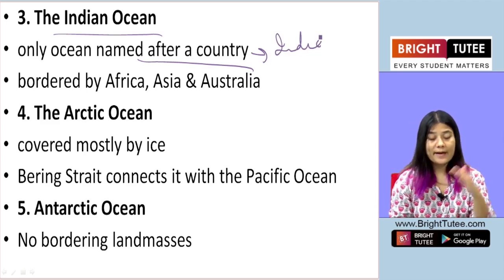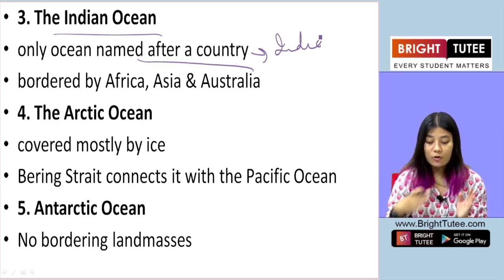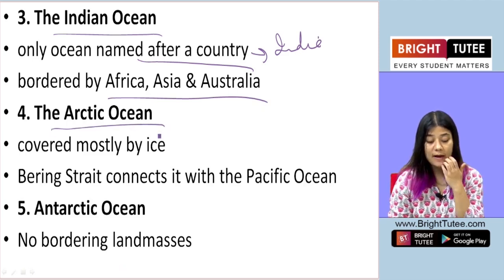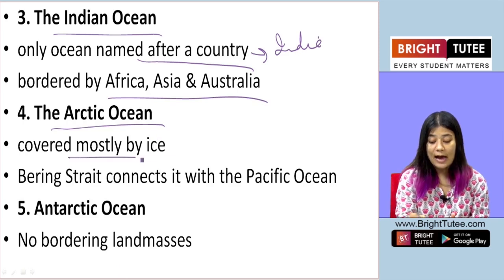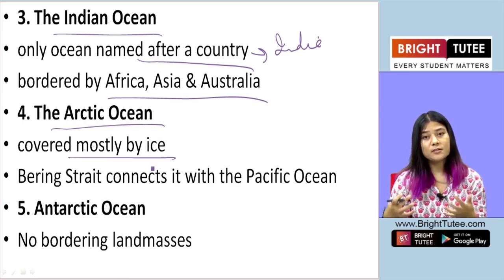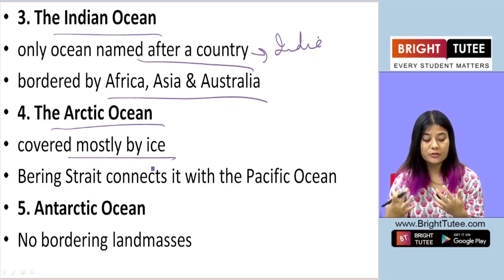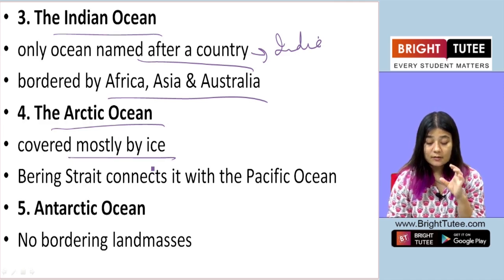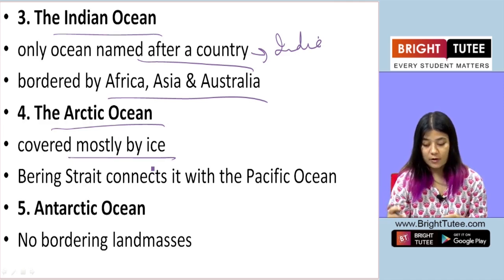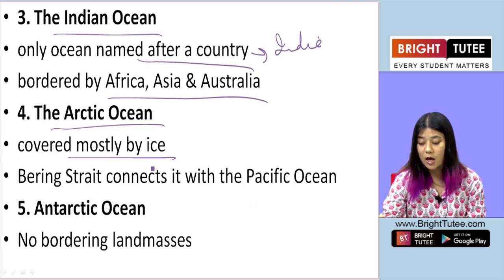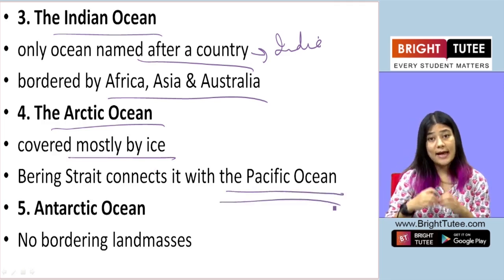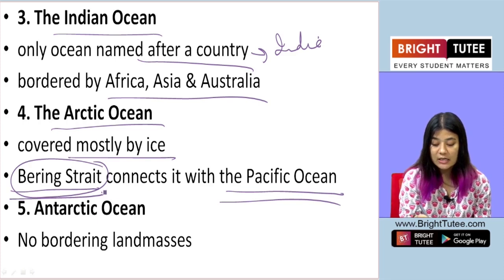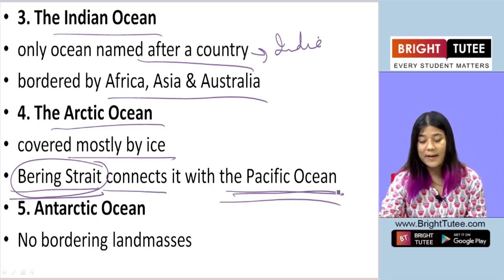Now it is bordered by Africa, Asia and Australia. Alright? The Arctic Ocean. The Arctic Ocean is covered mostly by ice. It is located in a very cold region, so it is covered by ice throughout the year. Now there is a small stretch of water which connects the Arctic Ocean with the Pacific Ocean, and that small stretch of water is called Bering Strait. So Bering Strait connects the Arctic Ocean with the Pacific Ocean.